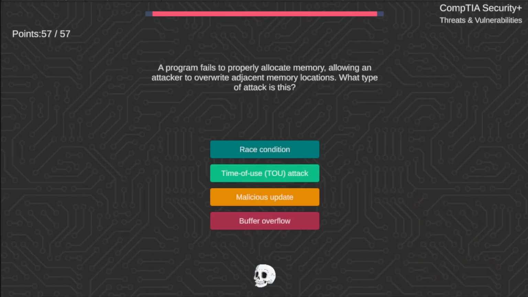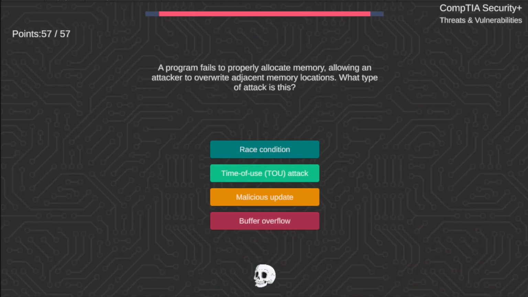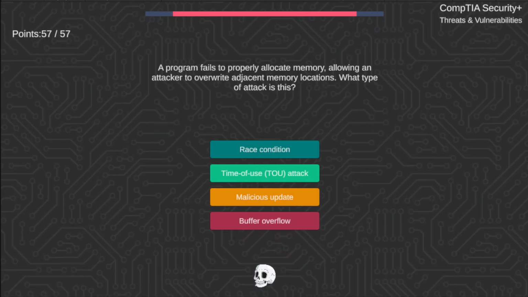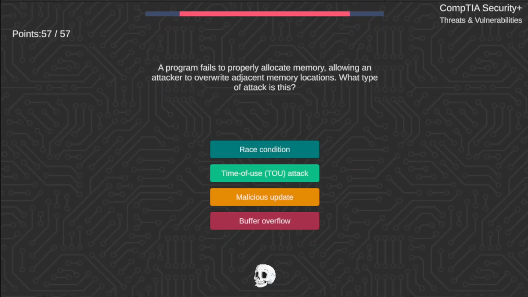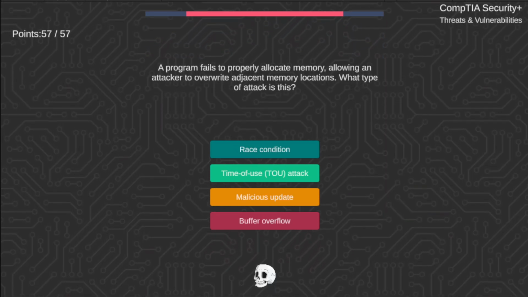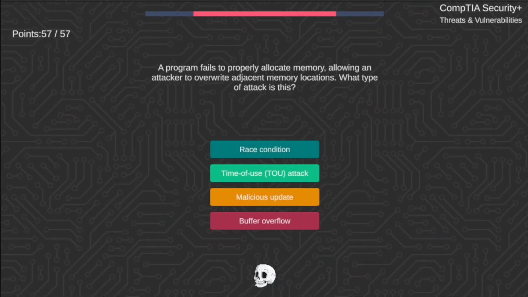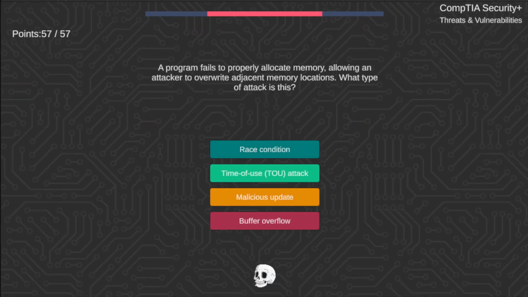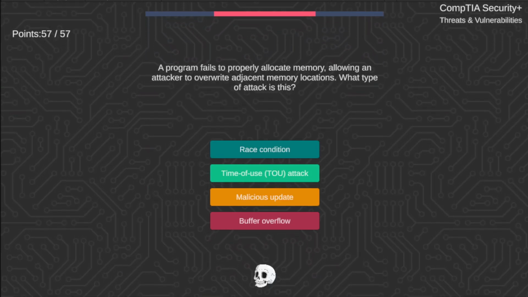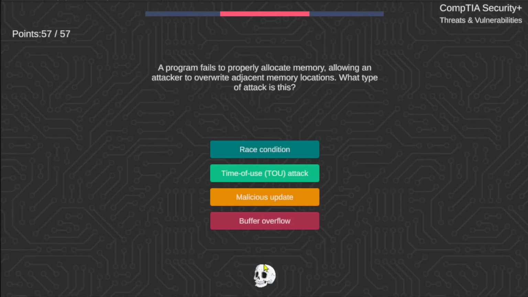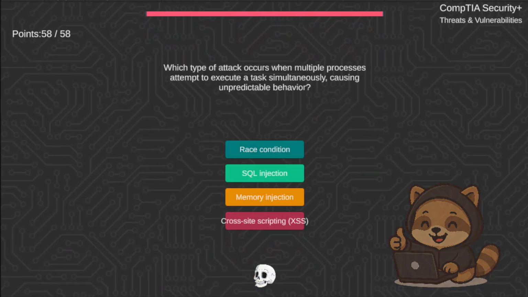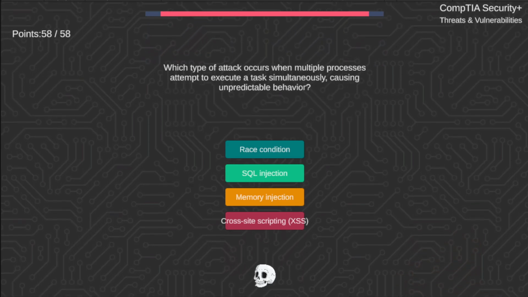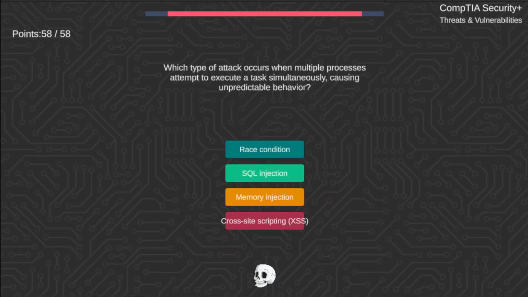A program fails to properly allocate memory, allowing an attacker to overwrite adjacent memory locations. What type of attack is this? Race condition, time of use attack, malicious update, or buffer overflow? Fails to properly allocate memory, allowing an attacker to overwrite adjacent memory locations. That is buffer overflow.